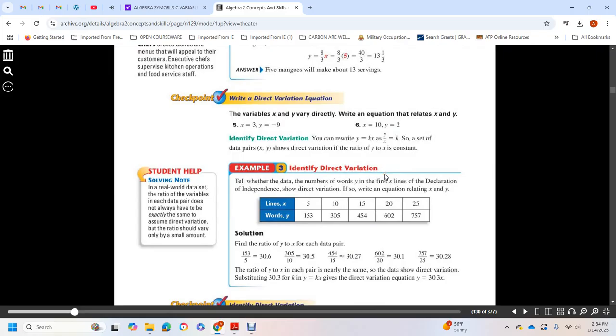Identify direct variation. You can rewrite y = kx, direct variation, as y over x equals k. So given data pairs, you can check for direct variation by finding the ratio of y to x.